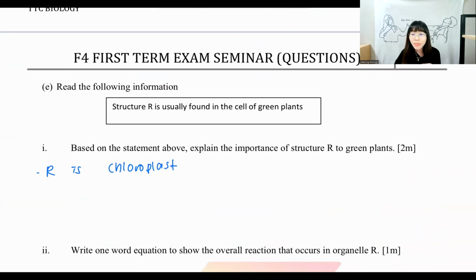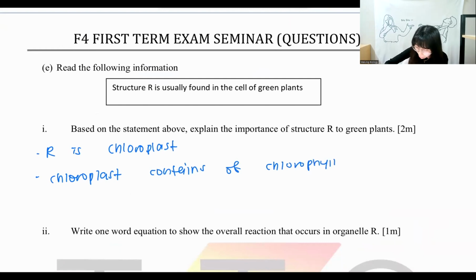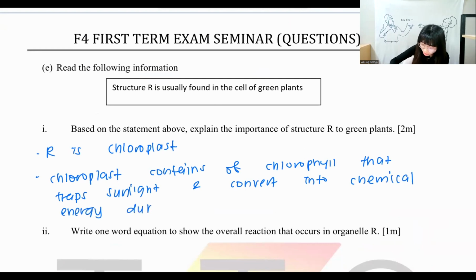Okay, what causes green plants to be green in color? What is inside the chloroplast? Chloroplast contains a green pigment. The green pigment is called chlorophyll. Very good. The function of chlorophyll is to trap sunlight. Without chlorophyll, there will be no photosynthesis. So you can say chloroplast contains chlorophyll that traps sunlight and converts it into chemical energy during photosynthesis. We have to write the entire sentence out.